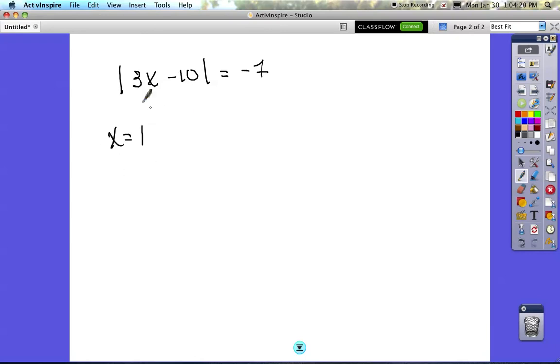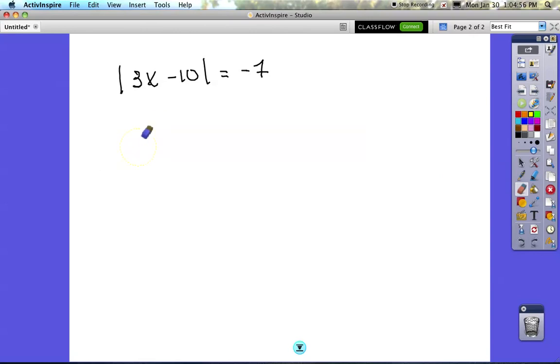Did anybody else get x equals 1? Put that back in here. Correct. That's right. No, it's supposed to be 3 minus 10, -7. What's the absolute value of -7? 7. Is that what it's supposed to equal? No. Can anybody tell me? This one has no solution, actually.